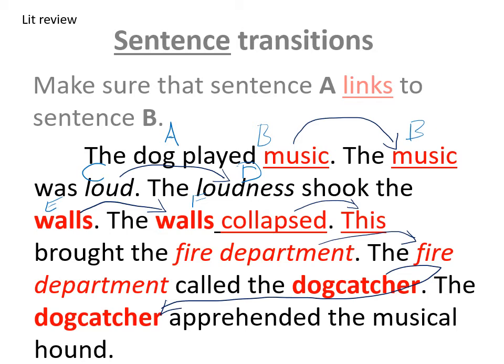In this example, in almost all of the cases, the linkages I've made involved just reusing the word from the previous sentence. Over here, the walls collapsed, so F and G, and G then connects to H. And this is a problem that I see more generally, not just in the case of literature reviews.